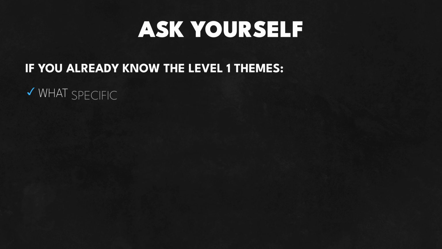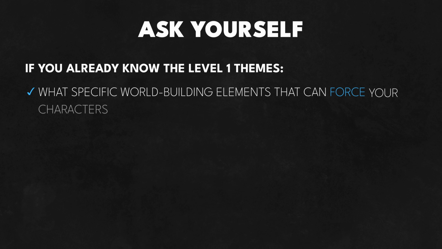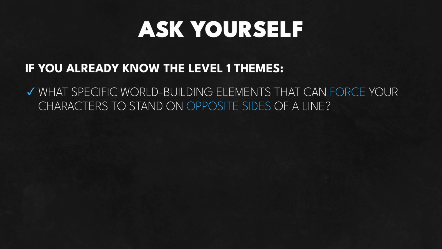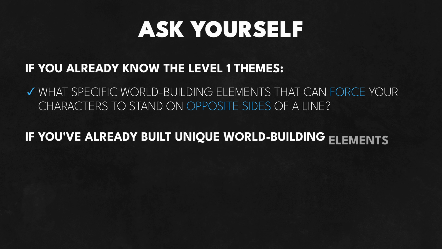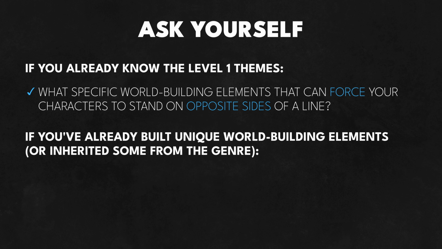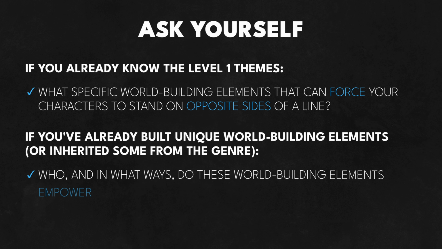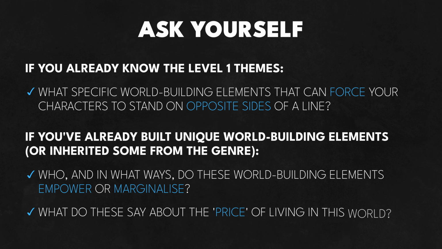So as promised, here are a few questions to help you apply this to your own novel. If you already know the level 1 themes that you'd like the world of your story to explore, then ask yourself, what specific world-building elements, could be a rule, a hierarchy, a physical constraint, whatever that might be, can force your characters to stand on opposite sides of a line? Now, if you've already built unique world-building elements or inherited some from the genre you're writing in, then ask yourself, who and in what ways do these world-building elements empower or marginalize? And what do these say about the price of living in this world?